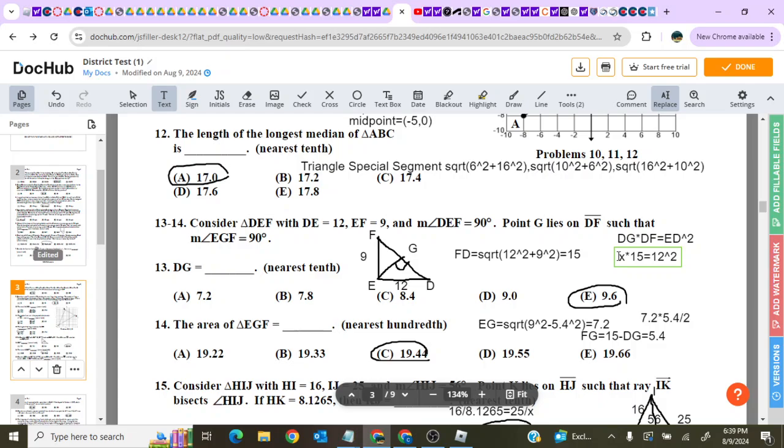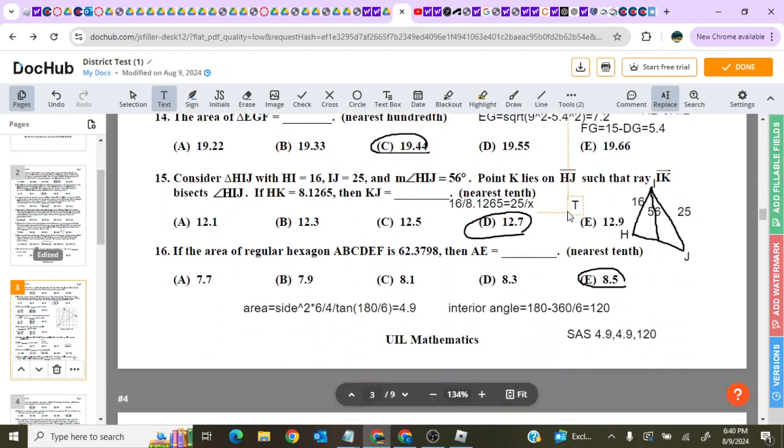What is the area of EGF? Well, to do that, we have to figure out this side right here. We know this side is 9.6, so this side is 5.4. We can use Pythagorean theorem to get this side of 7.2, because this is a right angle: this squared minus the 5.4 squared. That'll get you the height. Multiply it by your 5.4 again, and divide by 2 because it's a triangle, and you get a value of 19.44 as your area.